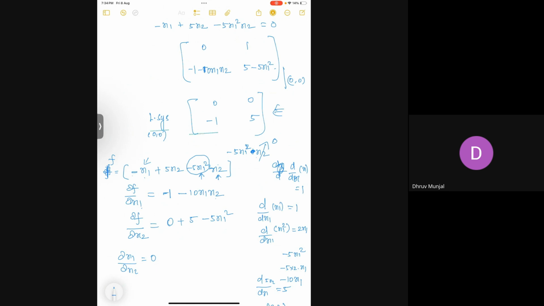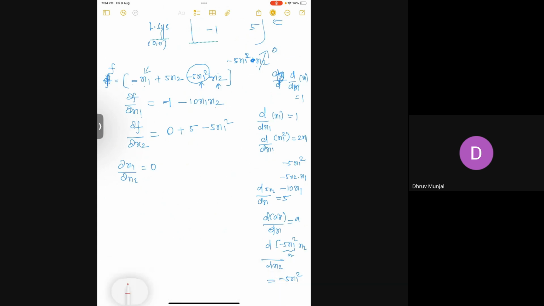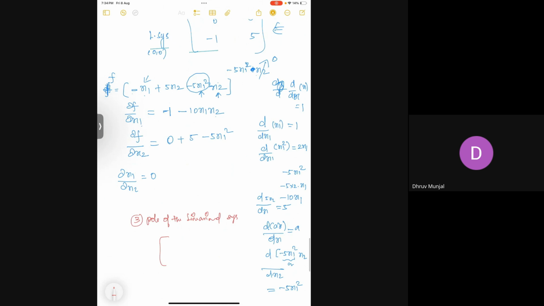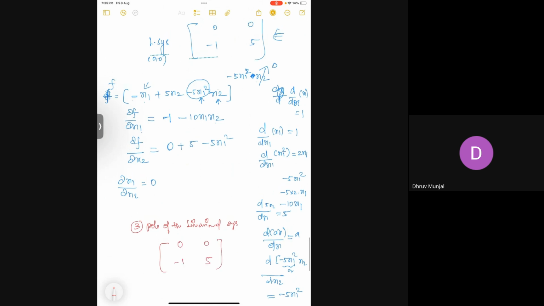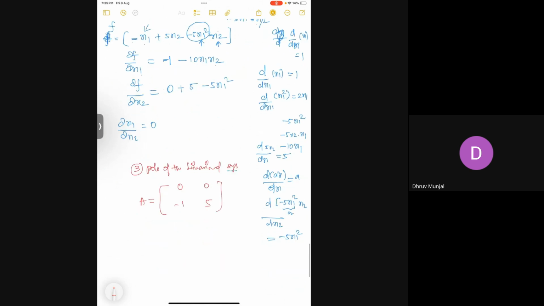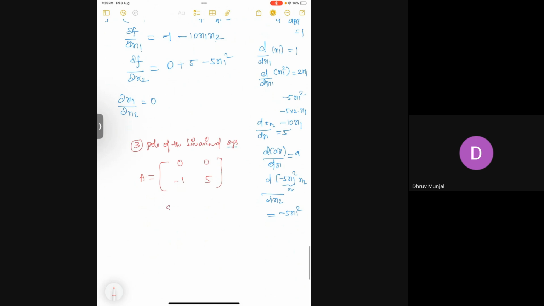Now, the third question they are asking is, what is the pole of the linearized system? Not of the non-linear system, this is the linearized system. So what is our linearized system? We have 0, 0, minus 1, 5. This is our A matrix, the main matrix. If we find the eigenvalues, then we will get the poles. That's what we learned so far. Sorry, not A, it is the eigenvalue of sI minus A that I want to find.